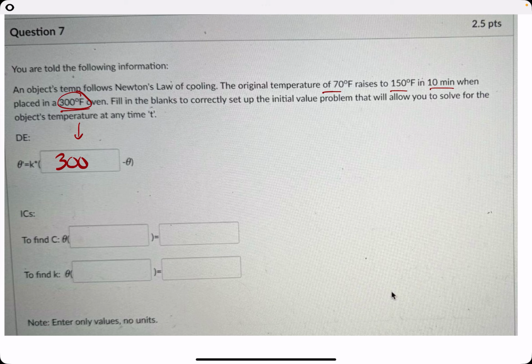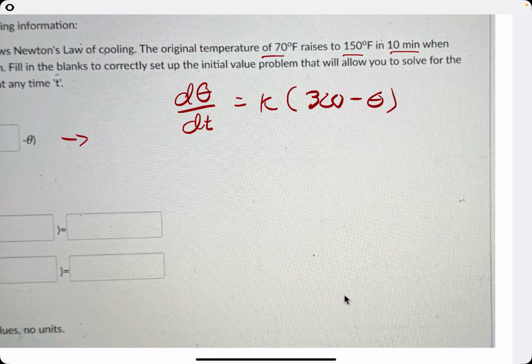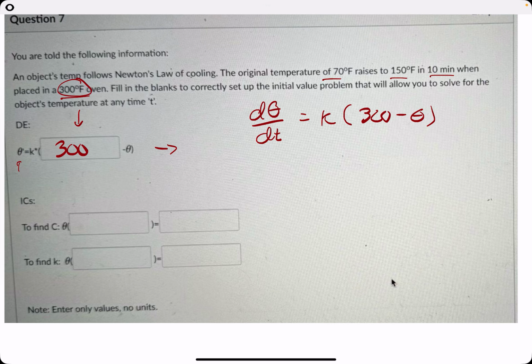Interesting. Okay, definitely not the most helpful, but let's give it a shot. So I think you're meant to evaluate the differential equation. So think of it as d theta over dt. So that's theta prime, and that equals k times 300 minus theta. I've never seen theta used for the temperature stuff. That's so weird to me.